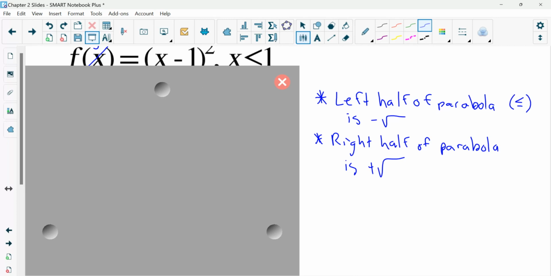If you have the right half of the parabola, then it's just the positive square root. And the right half of the parabola means you'd have a greater than or equal to symbol with that number. Can it be greater than or less than? It could be. But then it'd be like an open dot at the vertex, which we're not really going to have because we can have the vertex. The vertex doesn't affect the horizontal line test.